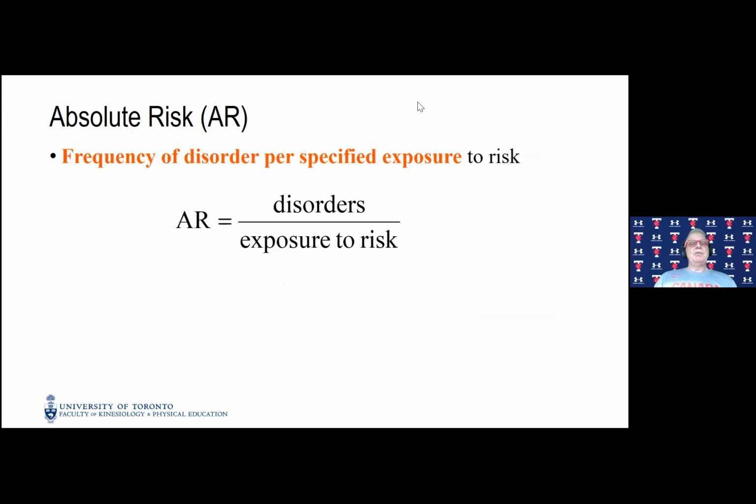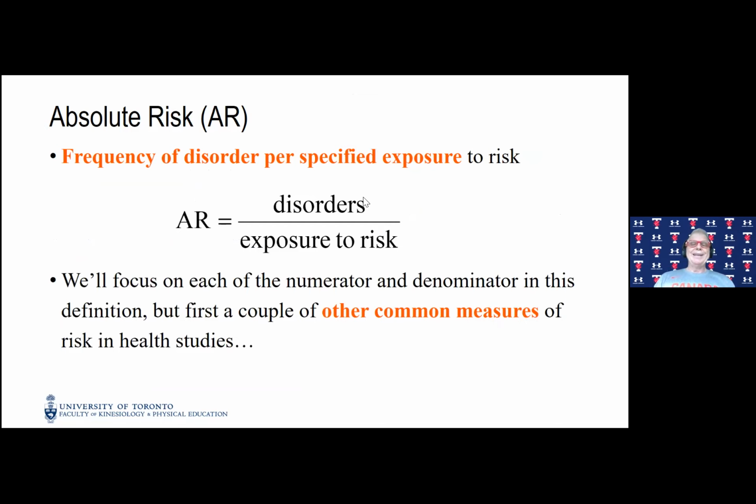So, some very basic stuff. I apologize if this is too basic, but what is called absolute risk is a population parameter that is the frequency of disorder per specified exposure to risk. And we'll get into what actual measures are used to measure both disorders and exposure as we go along here. I'm going to focus on the numerator today, but we'll talk a little bit first about the denominator, get that out of the way, and then come back to the issue of how we measure disorders.